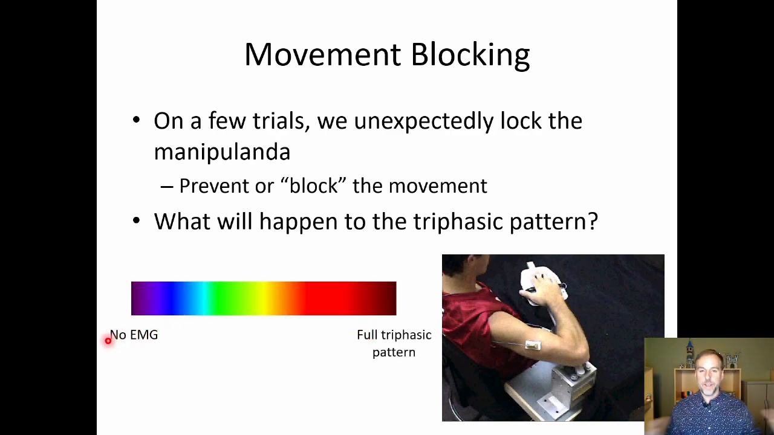We can think of this as a continuum, so maybe there will be no EMG. Well, I don't think that's going to happen because participants don't know that they're blocked, so they're going to try to move. So there should be some EMG. Will we see a full triphasic EMG pattern? So even though they're blocked, will they send out that whole motor program? I don't think that's going to happen either because they are going to realize they're blocked. Closed loop control can kick in after a little while. So I think we're going to, well, I know we're going to see something in the middle.